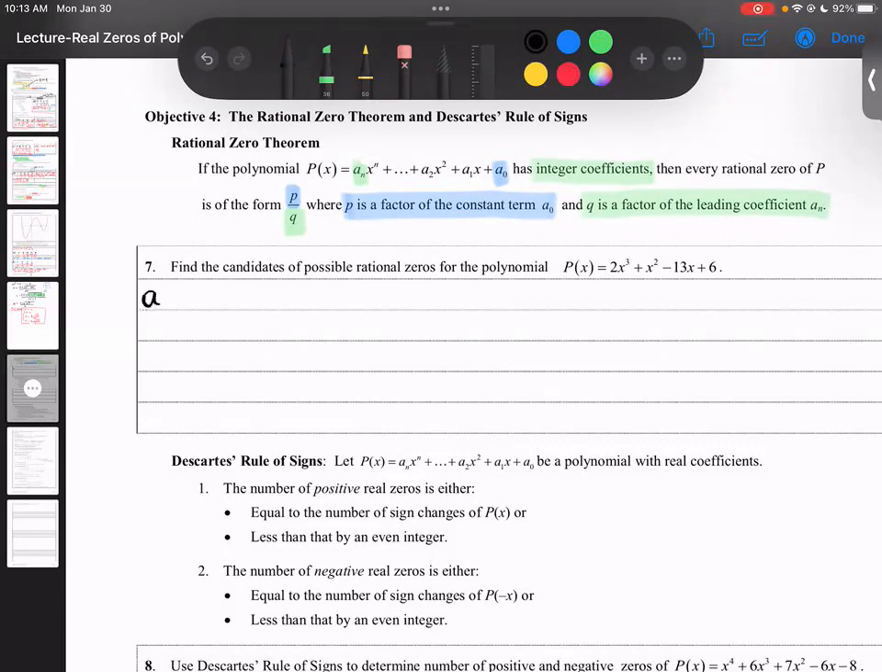For problem A, let's identify what is a naught and what is an. Here's my constant will be what? 6, right? What are the factors of 6?